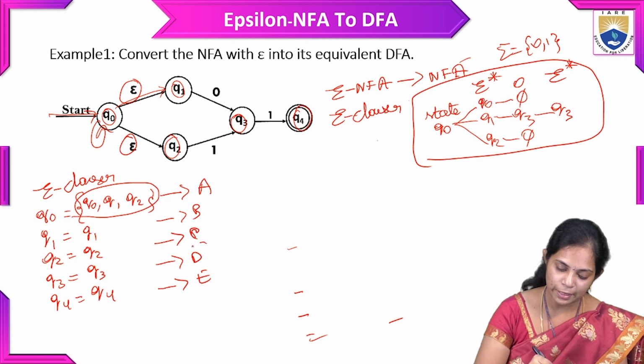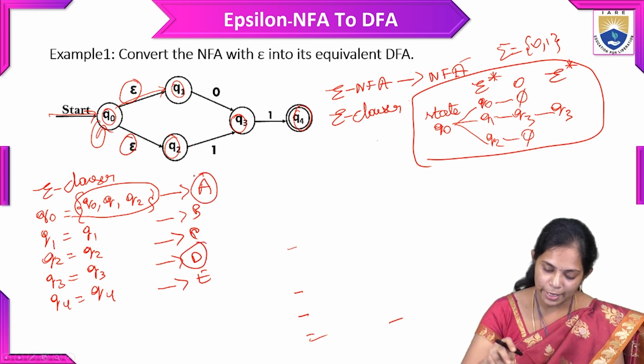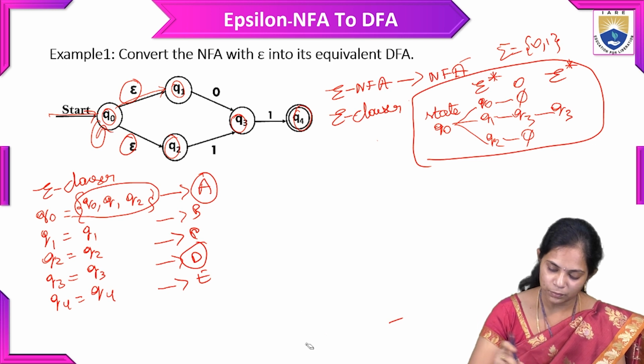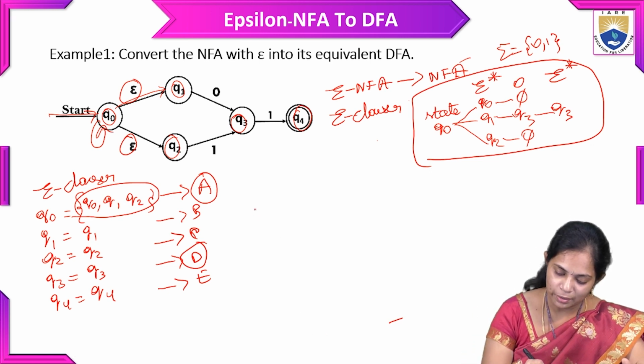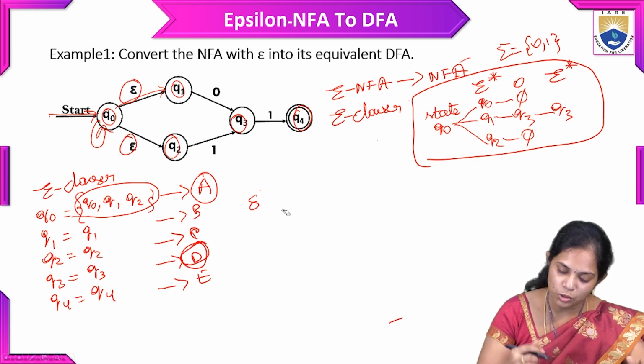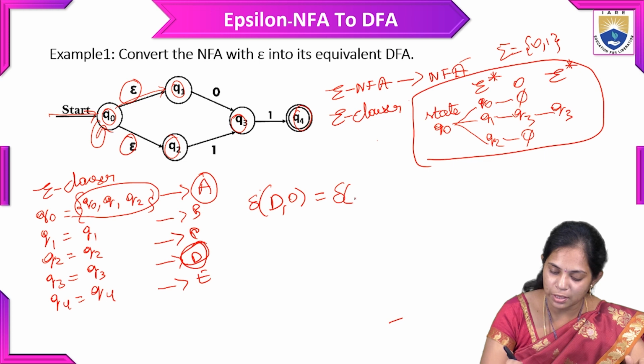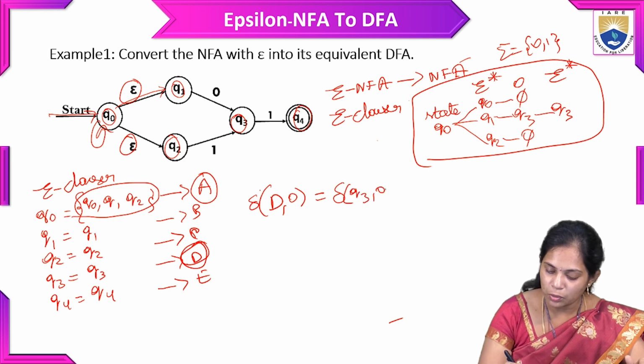So B is A and D. After that, for the B state we have to find the transitions. Q1 has nothing, and for Q3 the new state is D. So first, transition of D comma 0. D here means transition of Q3 comma 0. Q3 comma 0 is phi, and then transition of D comma 1.